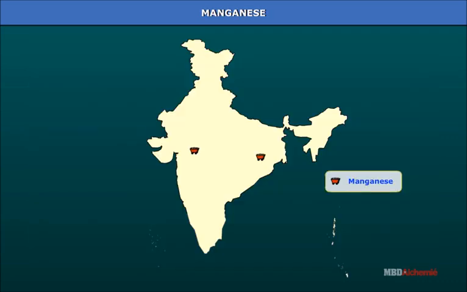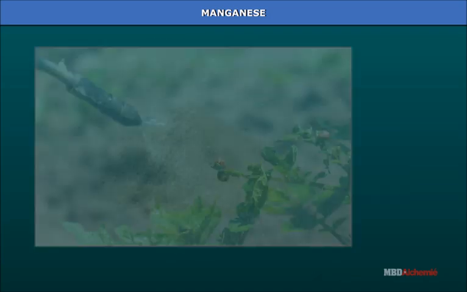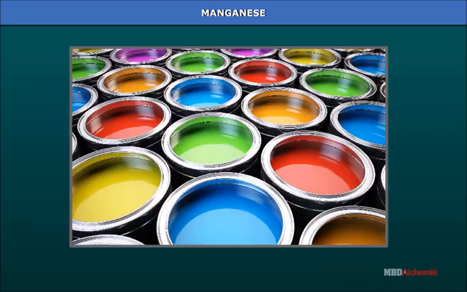Manganese. Manganese is a ferroalloy metal. It is used in the production of steel and preparing alloys. Nearly 10 kg of manganese is required to manufacture 1 ton of steel. It is also used in the manufacture of bleaching powder, insecticides and paints.